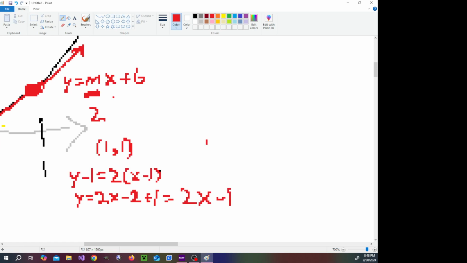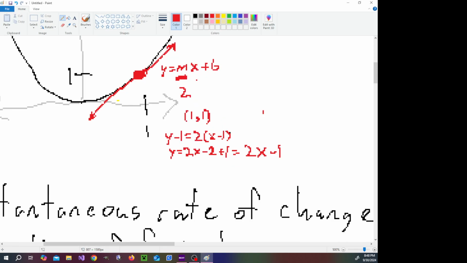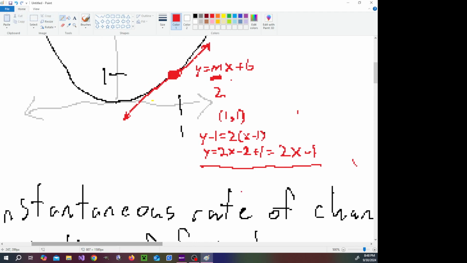So the slope at 1, sorry, I had to cough, I muted the microphone. The slope at this coordinate looks like 2, and the line that it looks like when I zoom in really, really, really tight looks like the line y equals 2x minus 1. Now, this idea of this line at that value is what we call the tangent line.